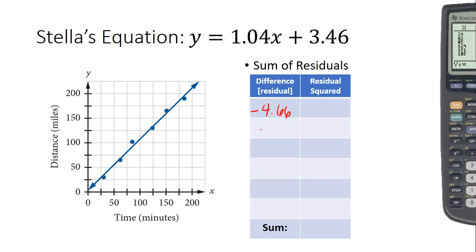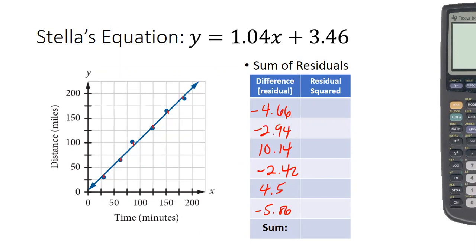Negative 4.66, negative 2.94, 10.14, negative 2.42, 4.5, negative 5.86, right? Those were the residuals that we got from Stella. Remember, the residual is saying how far apart your line is from the actual point. Does that make sense? That's what we're looking at.